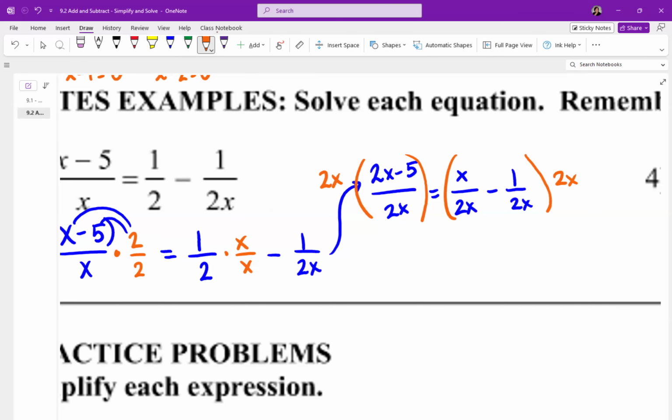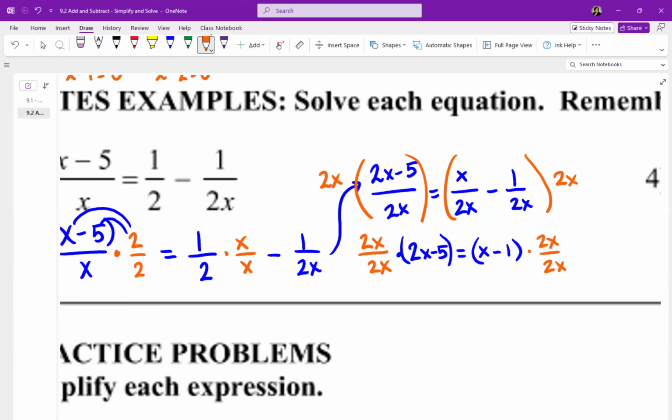What I've just done is I made 2x over 2x times 2x minus 5 equal to x minus 1 times 2x over 2x, so now I made ones. I don't need to distribute anything. I eliminated the denominators.